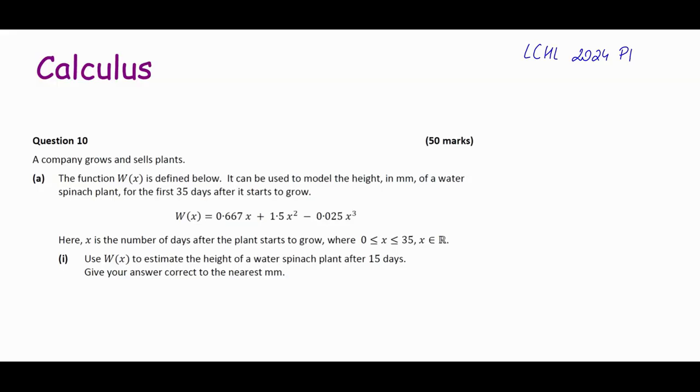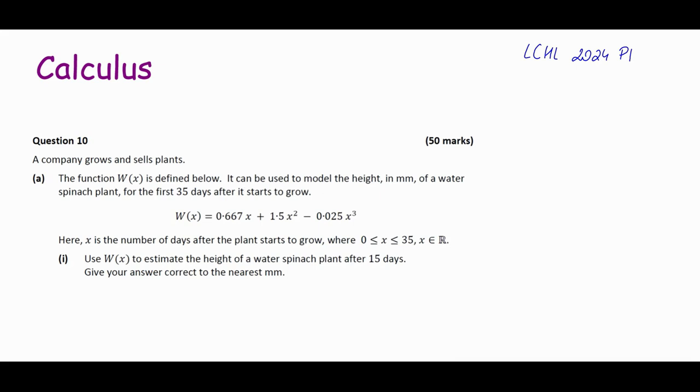Let's have a look at calculus in the big question. So in this question, a company grows and sells plants. The function W is defined below. It can be used to model the height in millimeters of a water spinach plant for the first 35 days after it starts to grow.